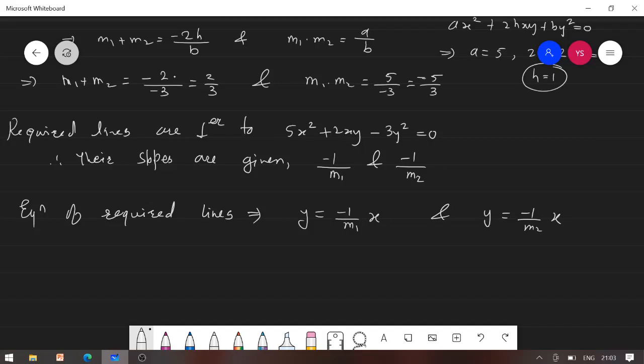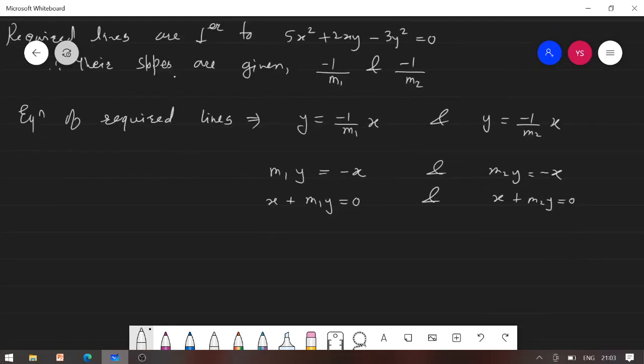Try to convert them into the standard form of equation. We have m1 times y equals minus x, which means x plus m1 y equals 0, and m2 times y equals minus x, which implies x plus m2 y equals 0. Now for finding the combined equation, the required combined equation is given by x plus m1y into x plus m2y equals 0.